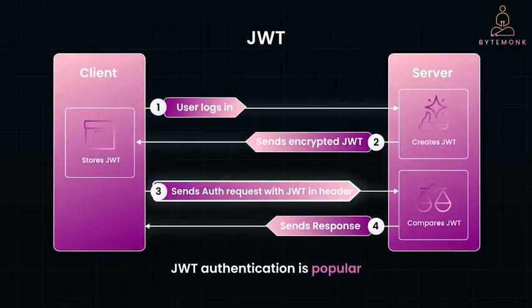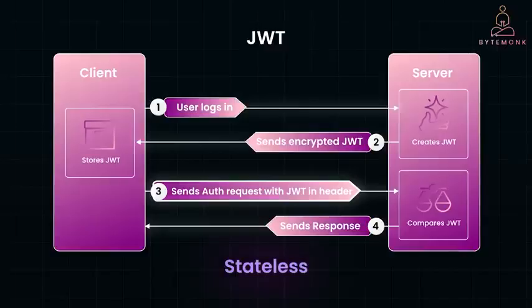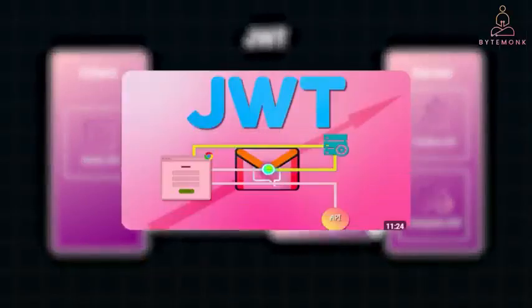JWT authentication is popular because it allows the server to issue tokens that clients can use to authenticate themselves in future requests. The token contains information about the user and is signed, meaning it can't be tampered with. It's stateless, so the server doesn't need to store session data. JWT authentication has become a go-to solution for securing APIs in scalable, stateless environments. If you want to dive deeper into how JWTs work, check out my previous video where I explain how JSON Web Tokens ensure both security and efficiency.